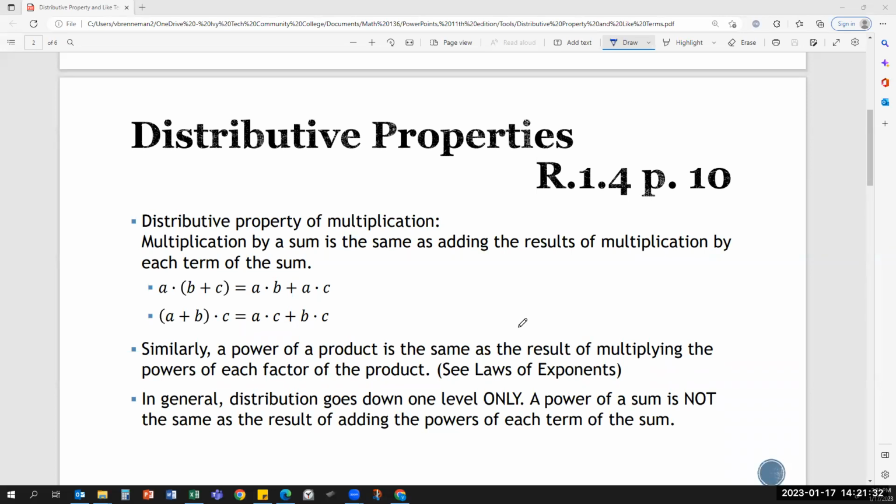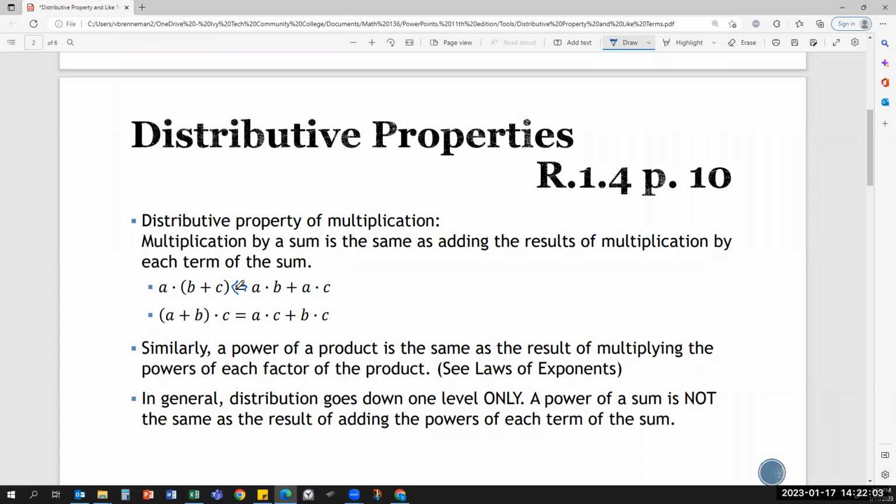Or if the multiplication is on the other side, the quantity A plus B times C is A times C plus B times C. So it doesn't matter which side the multiplication is on, although you'll most often see the multiplication out front of the addition. And note these properties work in both directions. If you have the multiplication by the sum, you can turn it into the sum of multiplication, or you can go the other direction. If you have the sum of two things that both have a matching factor, then you can rewrite it as that factor times the sum of the other parts.